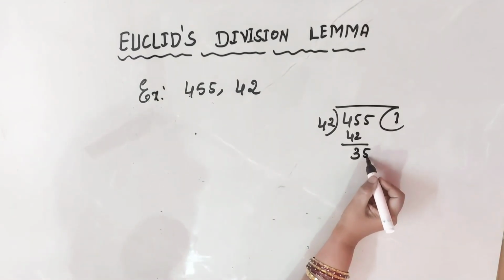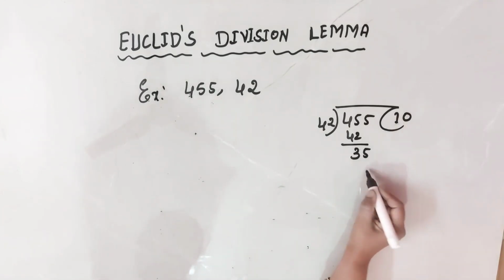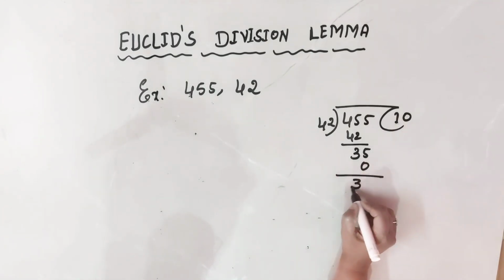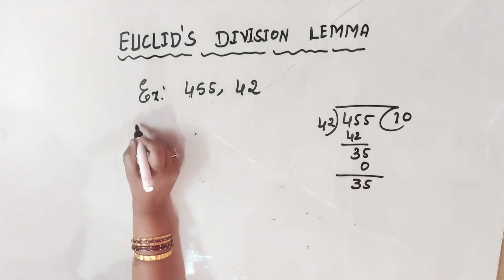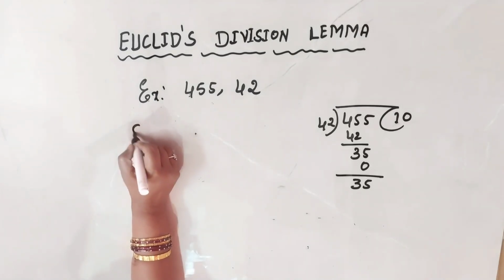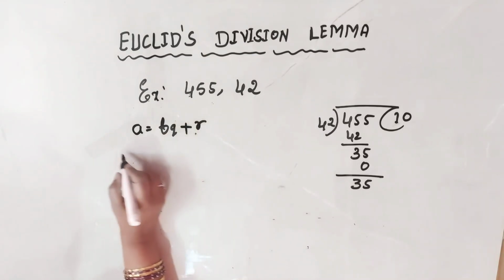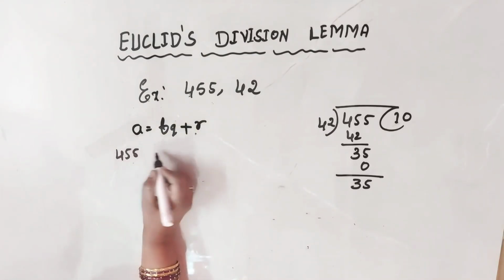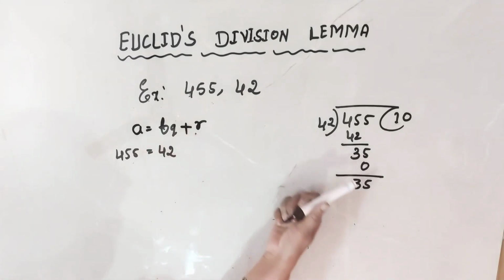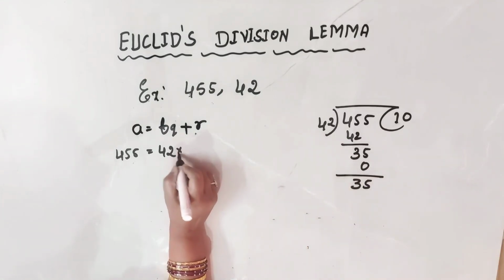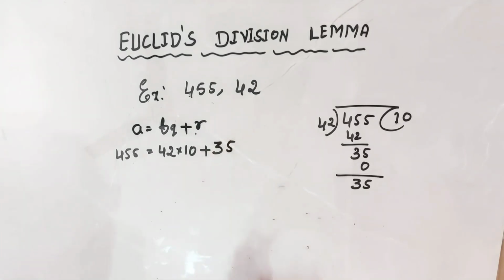Now, this is a smaller number. So what will we take here? 42 zeros are 0. Here, again 35 remains. Now what have we done? We write the relation. What is that relation? A is equal to BQ plus R. Here what is A? 455 is the dividend. What is the divisor? 42 is the divisor. What is the quotient here? 10 is the quotient. And what is the remainder? 35 is the remainder.